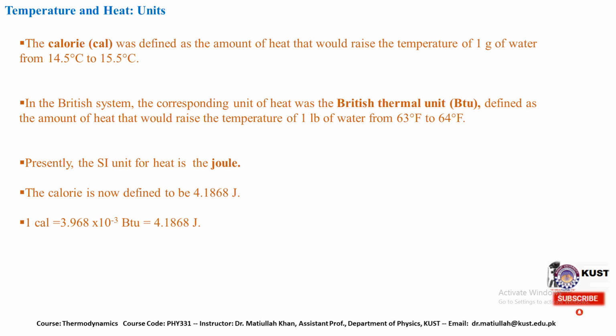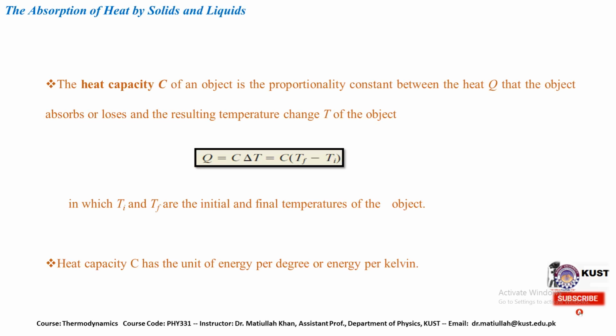of water from 63 degree Fahrenheit to 64 degree Fahrenheit. Normally in the SI system the unit of heat is the joule, and there is a relationship between the joule and the BTU, the British thermal unit. 1 calorie is equal to 3.968 multiplied by 10 to the power minus 3 BTU, and that is equal to 4.186 joule. The absorption of heat by solids and liquids is called heat capacity.